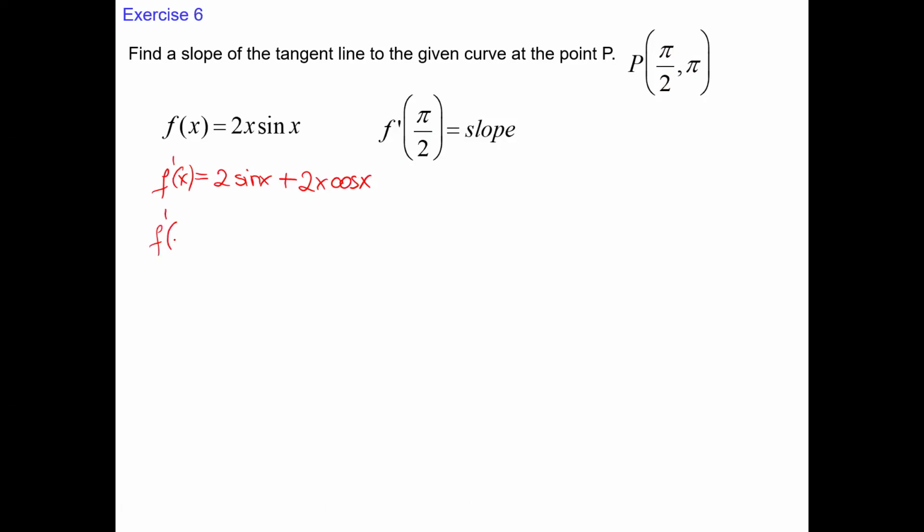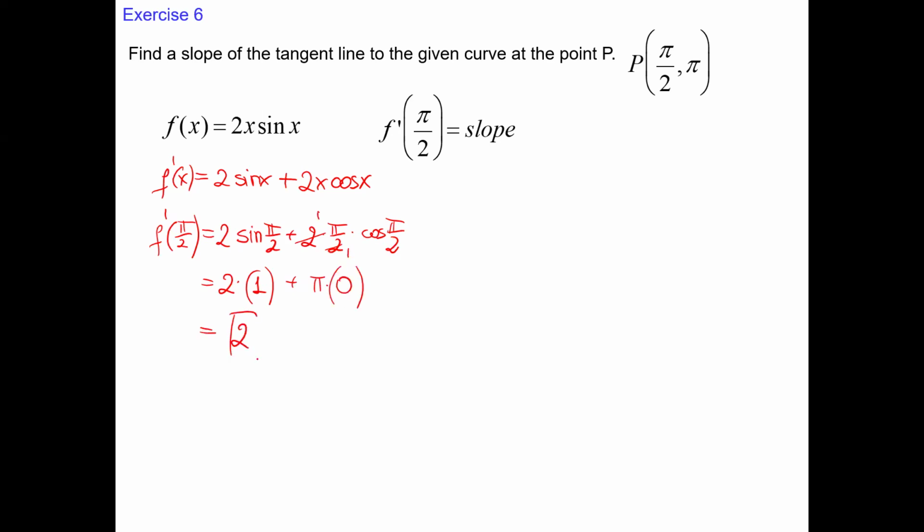And now let's just check our unit circle knowledge. X is pi over 2. Sine at pi over 2 is 1, and cosine at pi over 2 is 0. This one can be cancelled out. Okay. Slope is 2. Beautiful. Really nice exam type question.